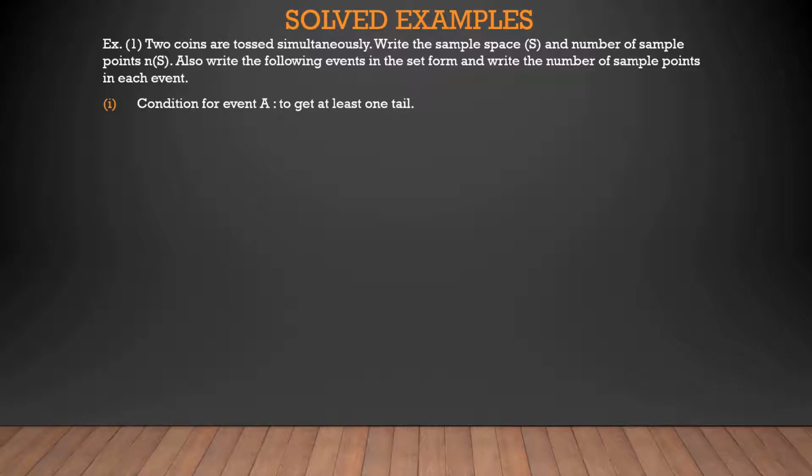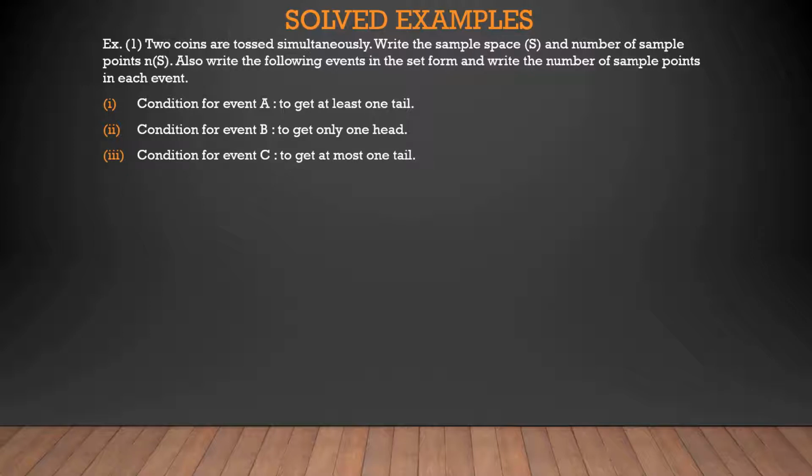First condition for event A is to get at least one tail. Condition for event B is to get only one head. Condition for event C is to get at most one tail. Condition for event D is to get no head.